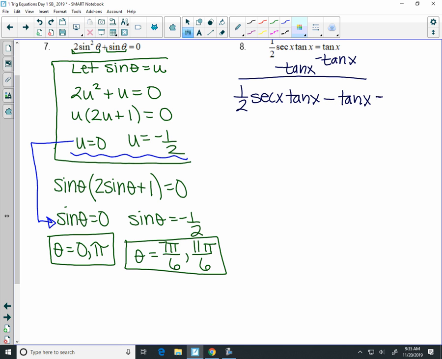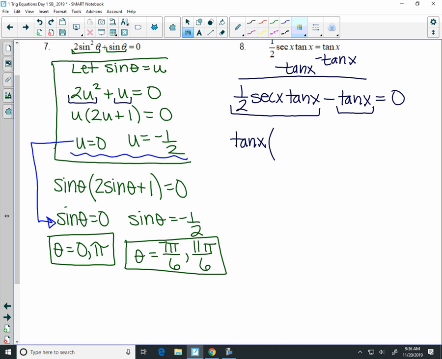And these work just like variables. So when we move that tangent over, it's not a like term with 1/2 secant tangent. Just like x is not a like term with xy. Okay? And now we're going to factor out that tangent because this is just 2 terms. Just like over here, we have 2 terms with 2u squared and u. So we're going to factor out that tangent.